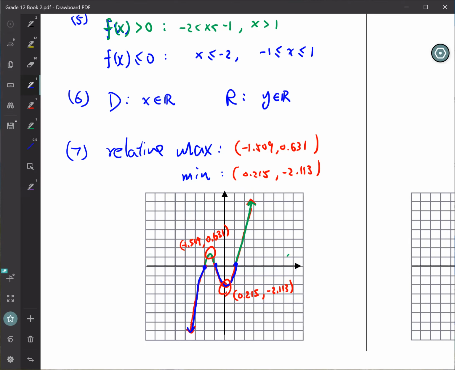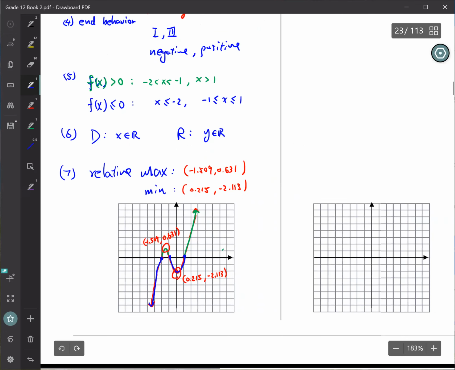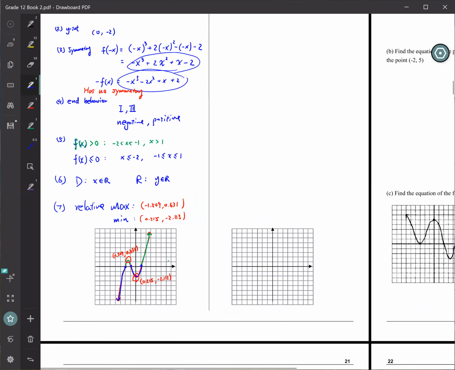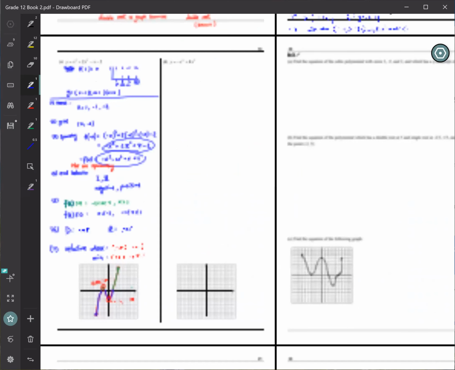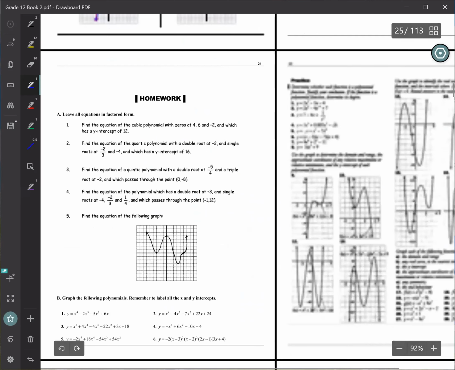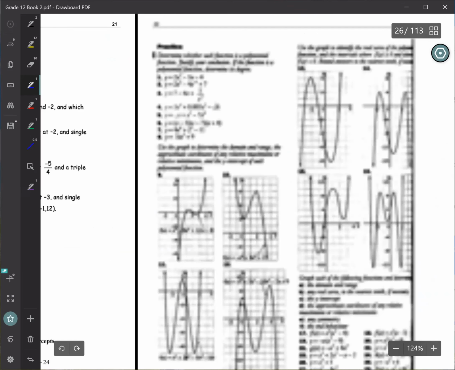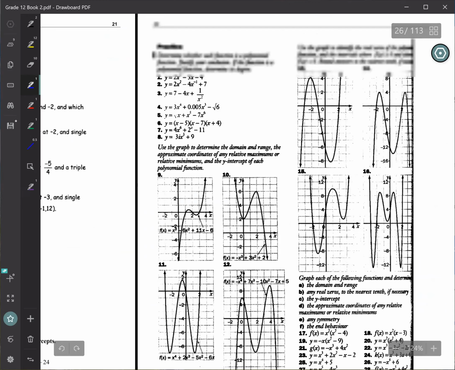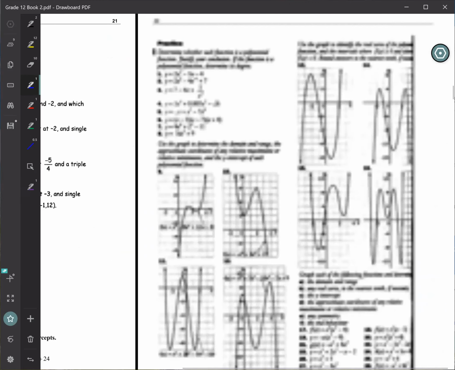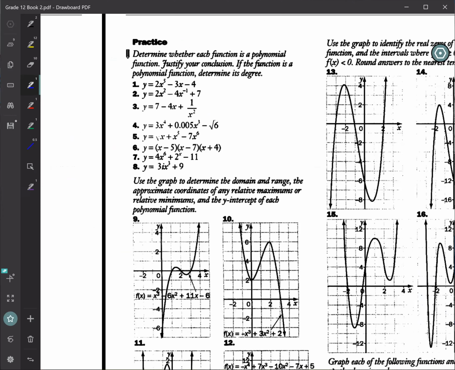Okay, so I think we'll stop here. Your homework will be similar to this. I will give you a couple of graphs. Let's take a look at the questions so you know what to expect. Just quickly look at what you need to do. For the first section, questions 1 to 8 are to check if it's a polynomial. Remember the 3 locations: denominator, exponent, radical. You have to check if it's a polynomial or not.